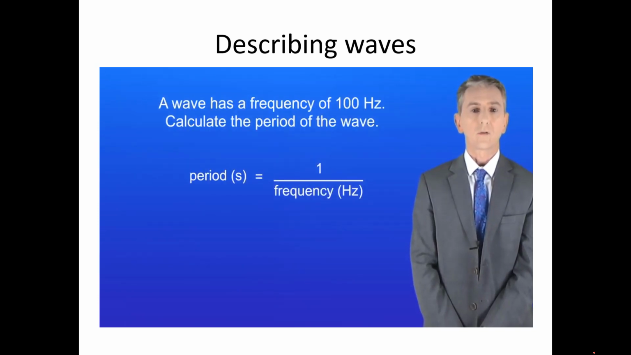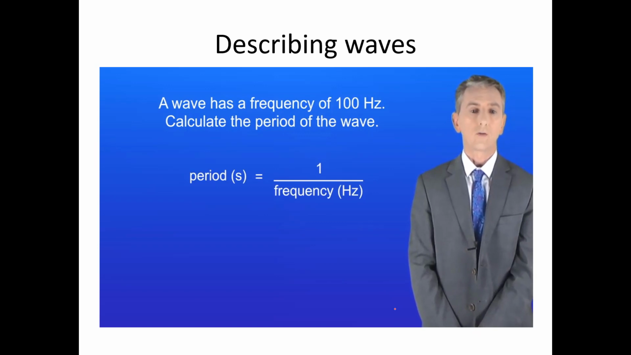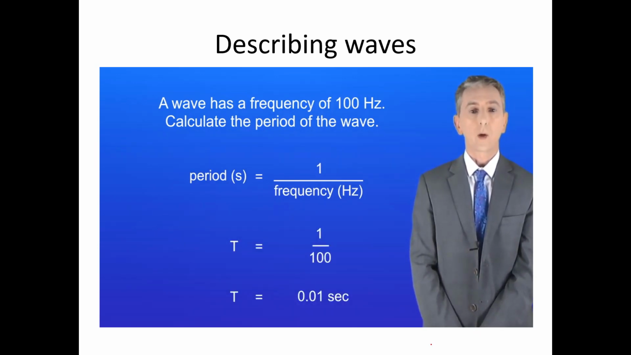Here's a sample question for you. A wave has a frequency of 100 hertz. Calculate the period of the wave. So pause the video and try this yourself. Okay, so the period is 1 divided by the frequency. The frequency is 100 hertz. Dividing 1 by 100 gives us a period of 0.01 seconds.